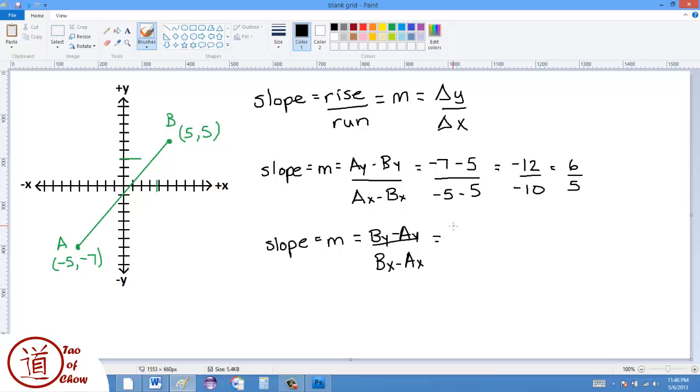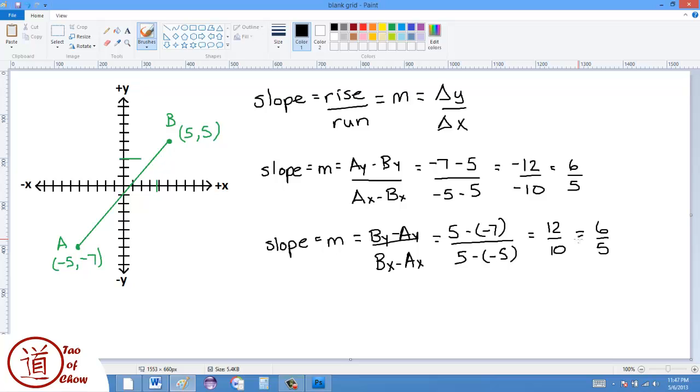So by is 5, ay is minus negative 7. And ax is negative 5 minus bx, sorry, I just made the mistake I told you not to do. Bx is 5 and ax is negative 5, so minus negative 5. And that is 12 over 10. And you see that the negatives cancel each other out in this case. I'd end up with 6/5 again. So it doesn't matter what order I do them in, as long as I'm consistent.